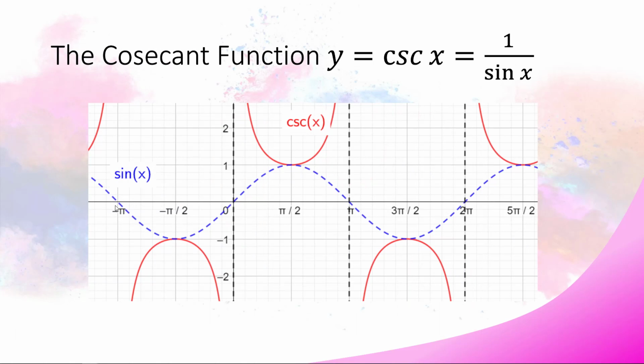Once again, whenever sine has an x-intercept, cosecant has a vertical asymptote. Whenever sine reaches a maximum or a minimum, the cosecant reaches the exact same value. So at all odd multiples of pi over 2, cosecant and sine have the exact same value.